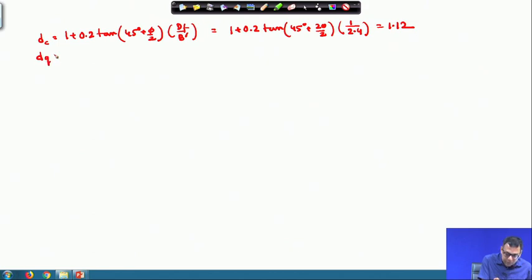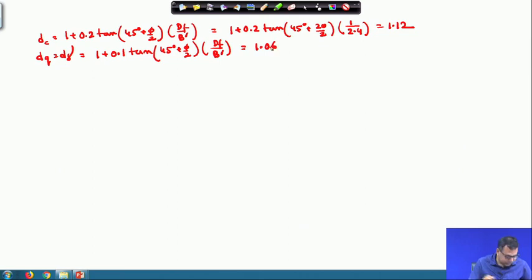Similarly, dq is equal to d gamma is equal to 1 plus 0.1 tan of 45 degree plus phi by 2 into dF by B dash. So, if I put this value, it will be coming out 1.06. Now, ic equal to iq is equal to 1 minus xi divided by 90 degree, whole square, or in the actual table it is given 1 minus alpha by 90 degree, whole square.